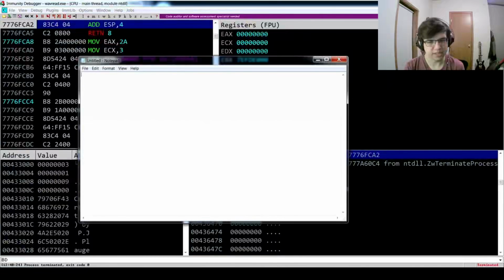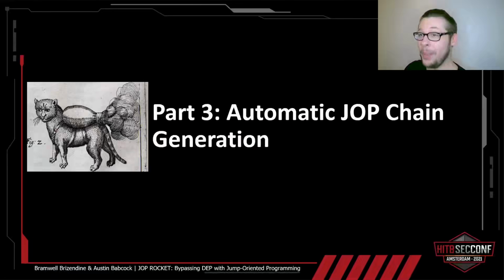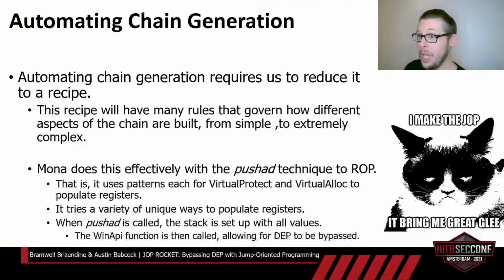So we don't see that often in the wild, and that's a cool thing to do. Our next topic deals with the automation of JOP chain generation. And when you approach something like this, it really makes sense to reduce it to a recipe. With return-oriented programming, we create that recipe centered around PUSHAD.